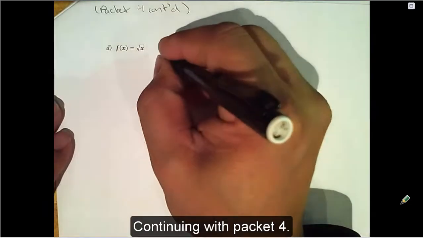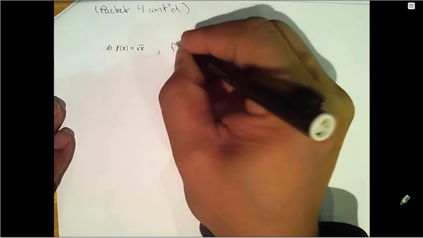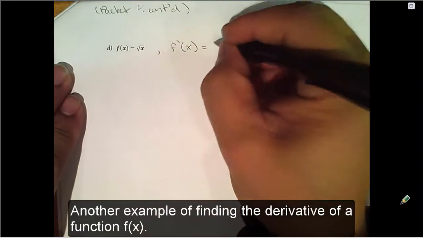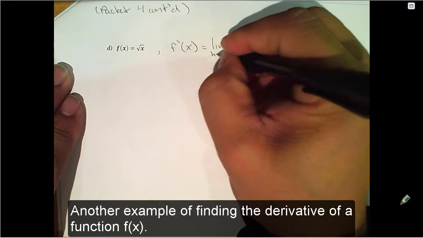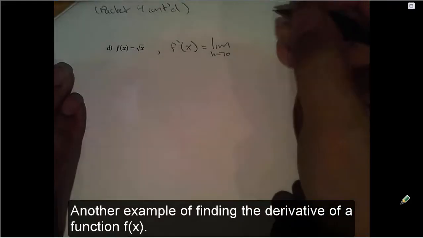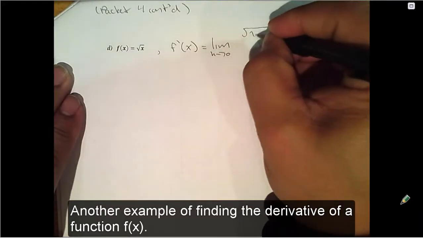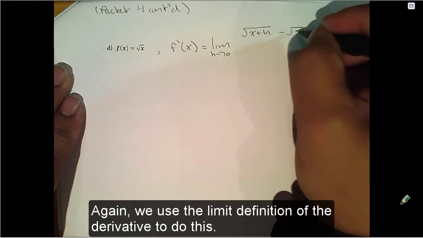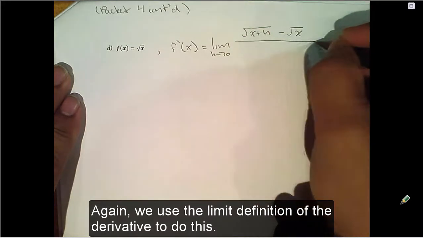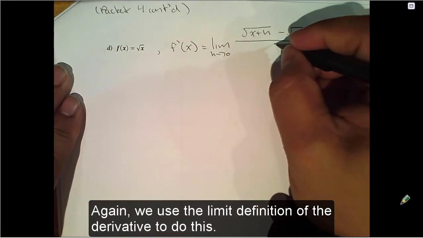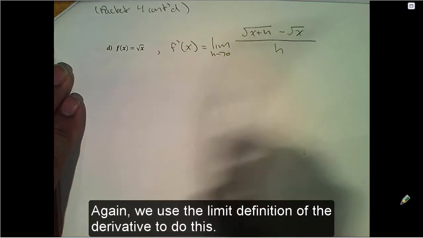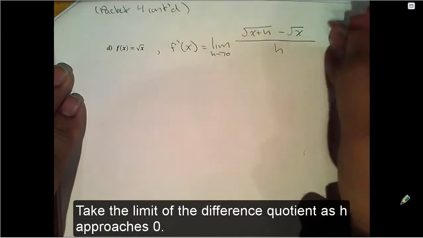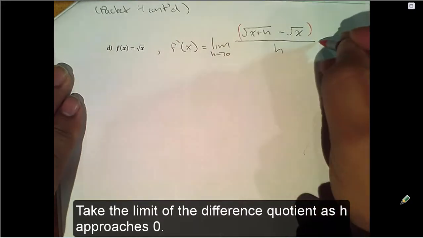Continuing with packet 4. Another example of finding the derivative of a function f of x. Again, we use the limit definition of the derivative to do this. Take the limit of the difference quotient as h approaches 0.